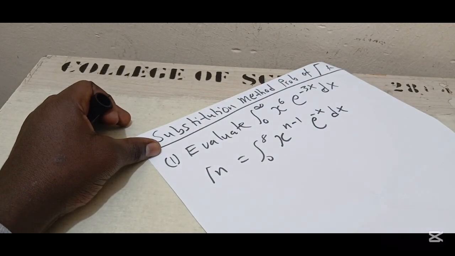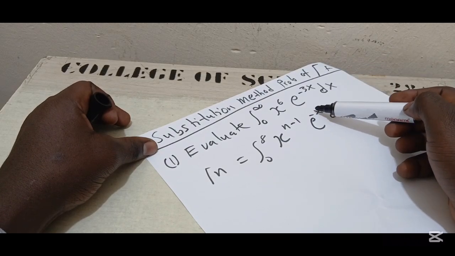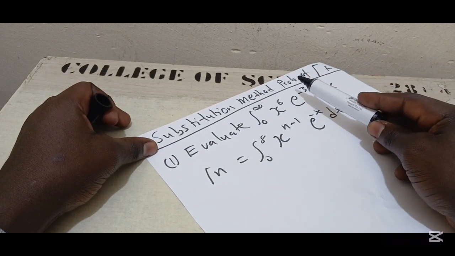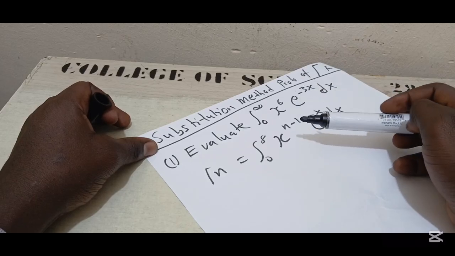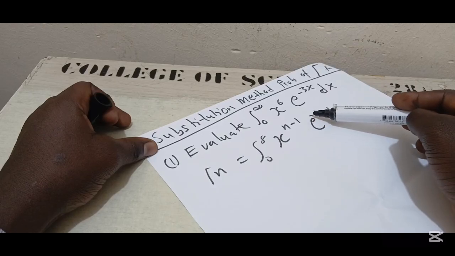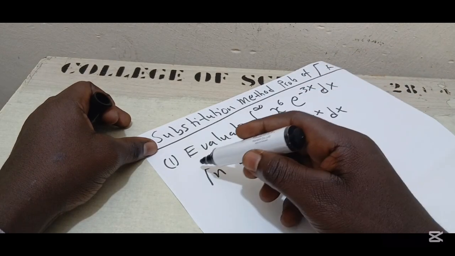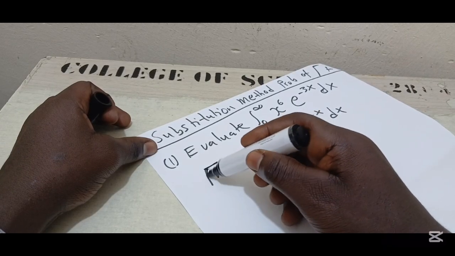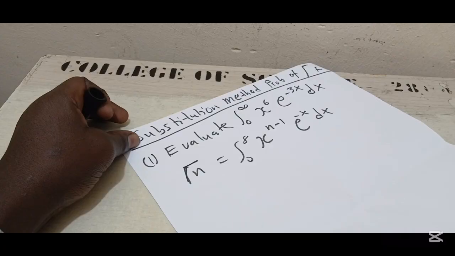But in these problems, the power of e is not minus x. We have some terms attached to the power of e that we have to work on so that we get a term of the form e to the power minus x before we can evaluate our expression. So without wasting much time, let's start.